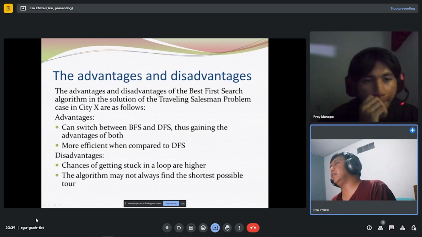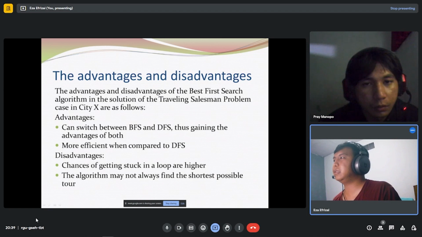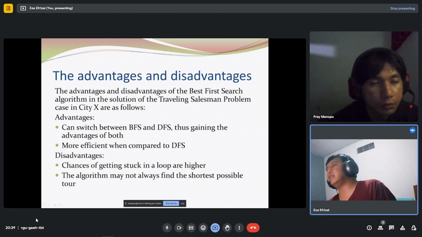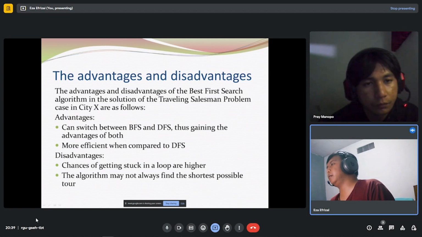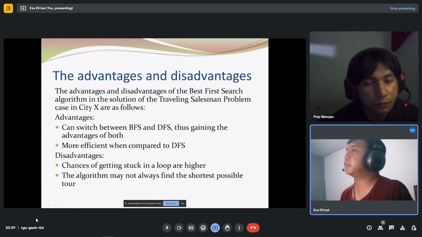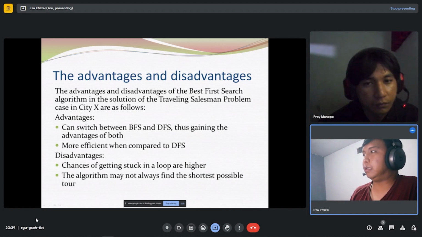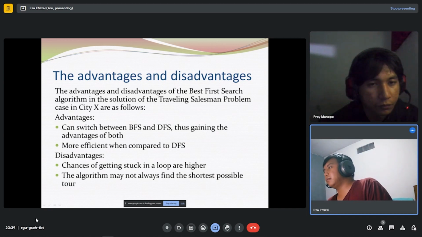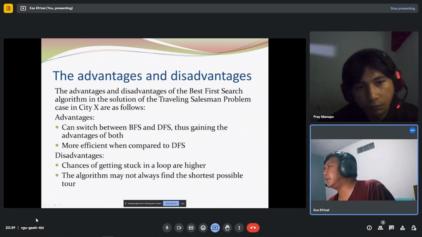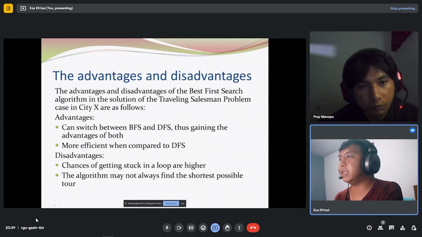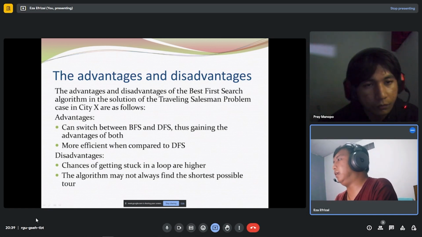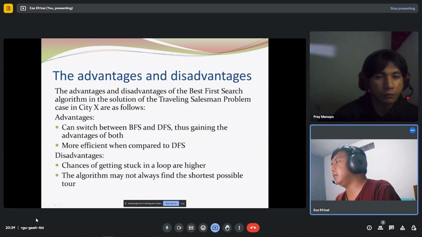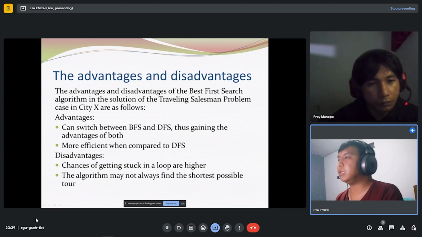We have the advantages and disadvantages. The advantages and disadvantages of the best first search algorithm in the solution of the traveling salesman problem case in CTX are as follows. Advantages. Number one, it can switch between BFS and DFS, thus gaining the advantages of both. Number two, it is more efficient when compared to DFS.